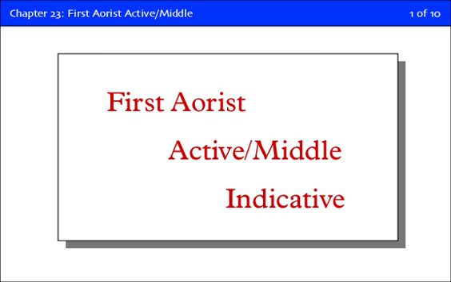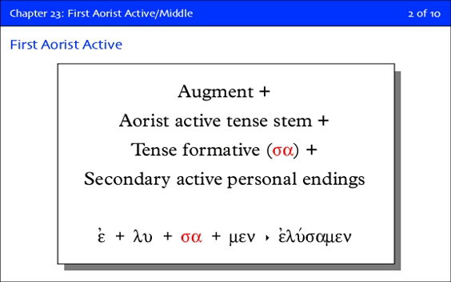There's nothing new in terms of how you translate the aorist. First and second aorists are translated exactly the same. The only difference is that of form. Okay? So we just have some form differences to learn. How do you form the first aorist active?